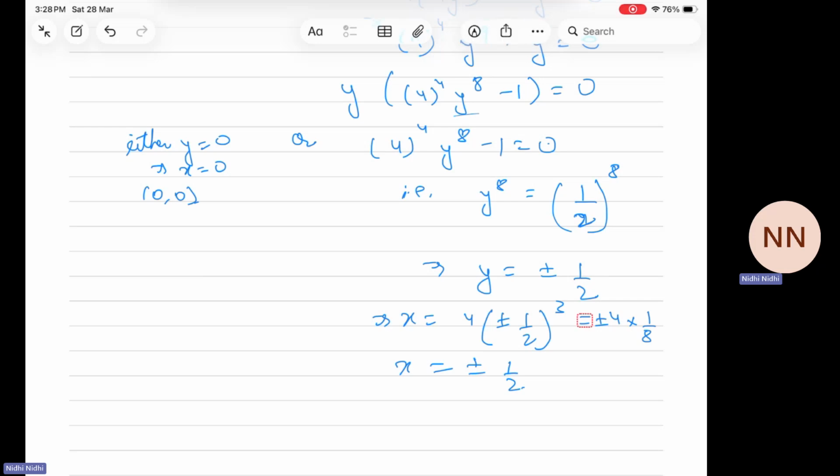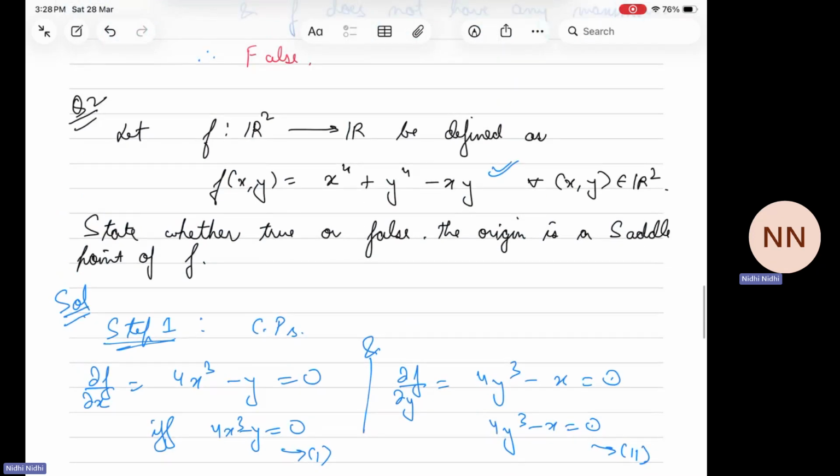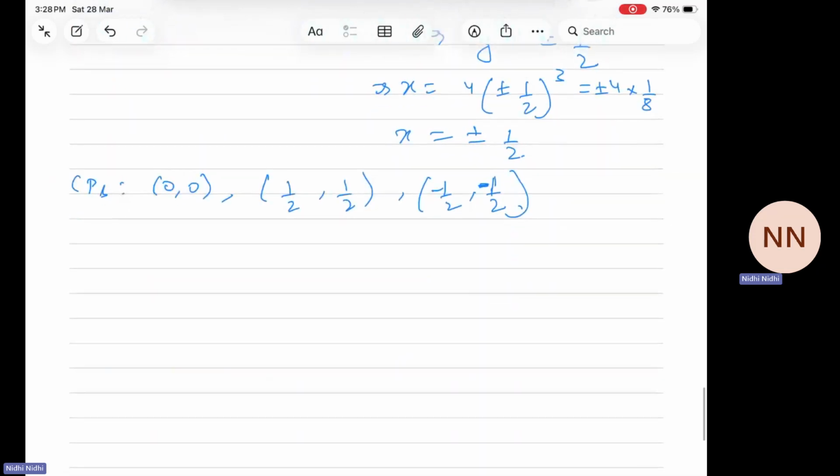So the list of all critical points is (0, 0). Then if x is 1 by 2, y should be 1 by 2; for y equals 1 by 2, x is 1 by 2, and for y equals minus 1 by 2, x is minus 1 by 2. So these are the three critical points of the function f. Since they're asking just for the origin, let's see what happens at the point (0, 0).